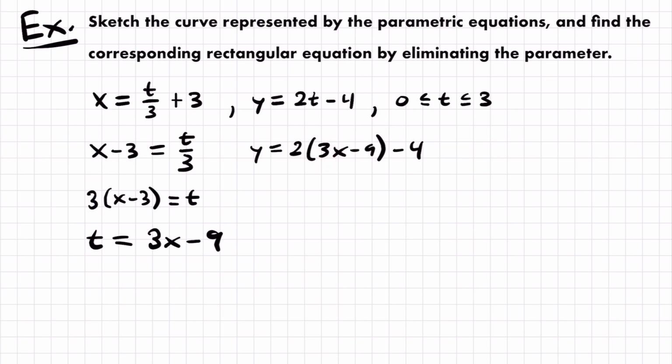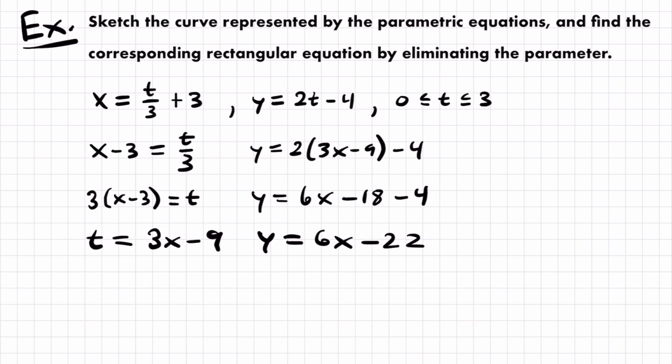If we simplify and distribute 2 through this quantity, 2 times 3x will be 6x, and 2 times negative 9 is negative 18. So y is equal to 6x minus 18 minus 4, but negative 18 and negative 4 combine to be negative 22, so y is equal to 6x minus 22. Our rectangular equation hopefully looks pretty familiar. We have y equals 6 times x to the first power minus 22. This is just a basic linear equation. It represents a line. So in this case, our plane curve is not really a curve, it's a straight line.